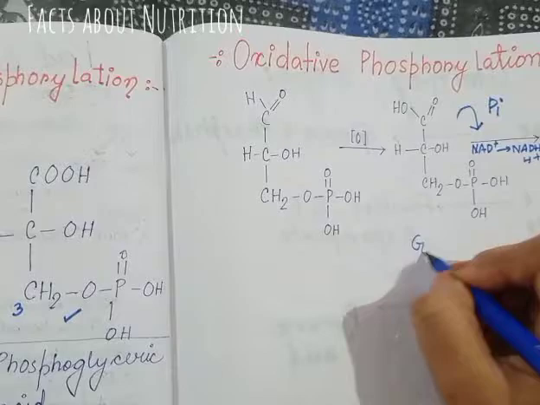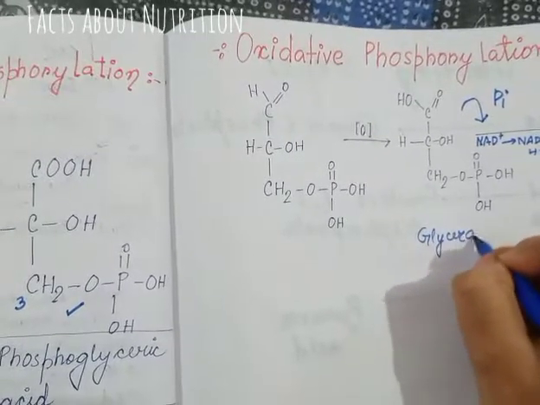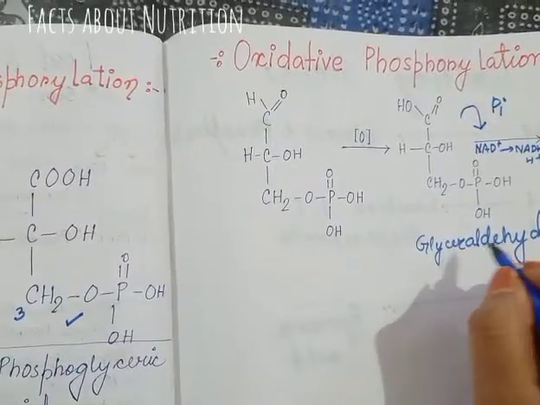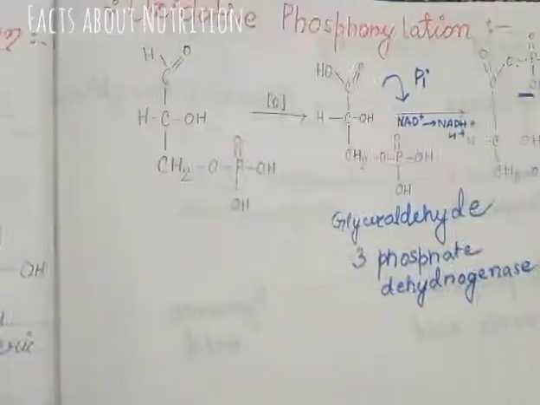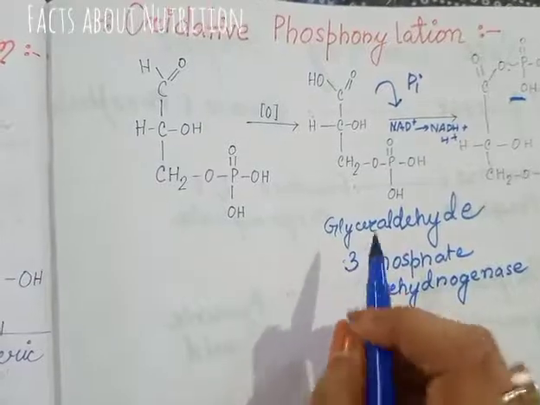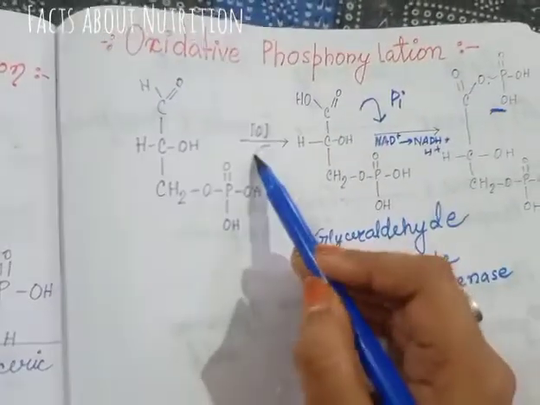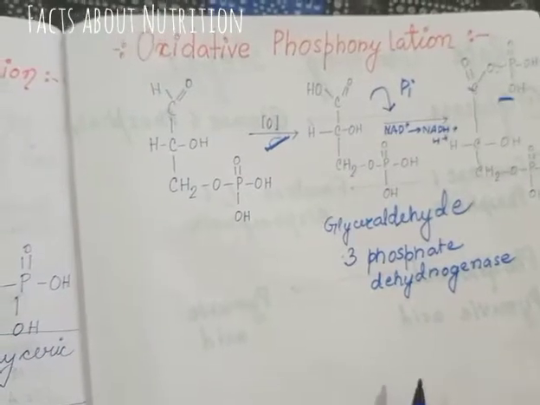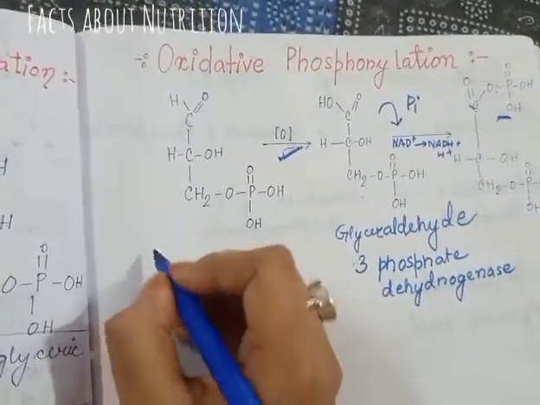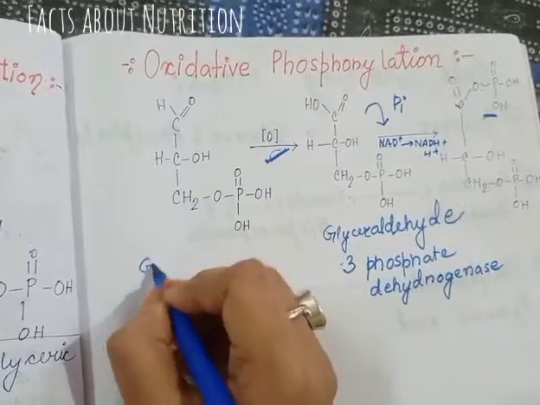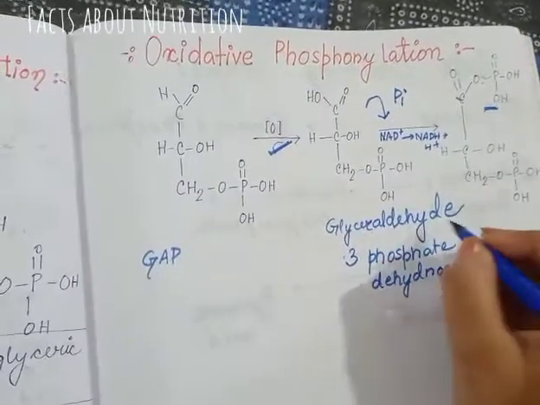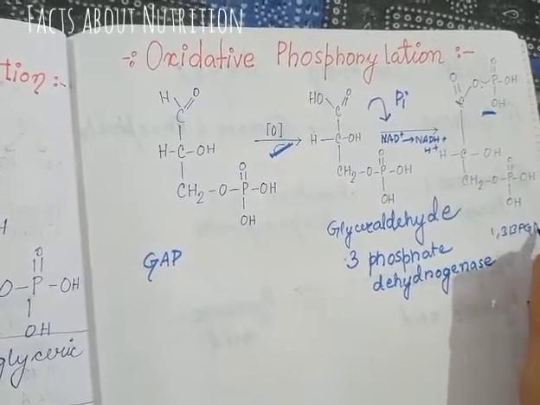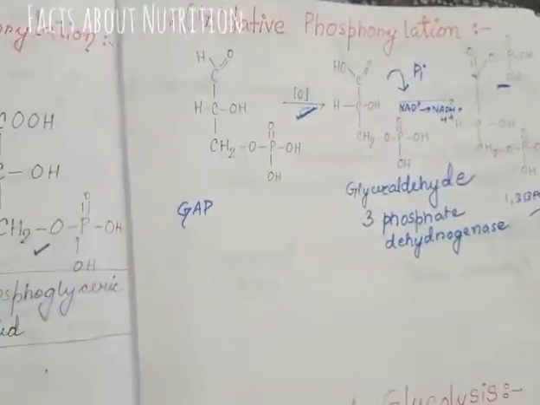And the enzyme used over here is glyceraldehyde 3-phosphate dehydrogenase. So here we require oxygen to form a high energy bond, right? So this is the basic difference, and oxidative phosphorylation in glycolysis is from glyceraldehyde 3-phosphate to 1,3 bisphosphoglyceric acid. Simple as that.